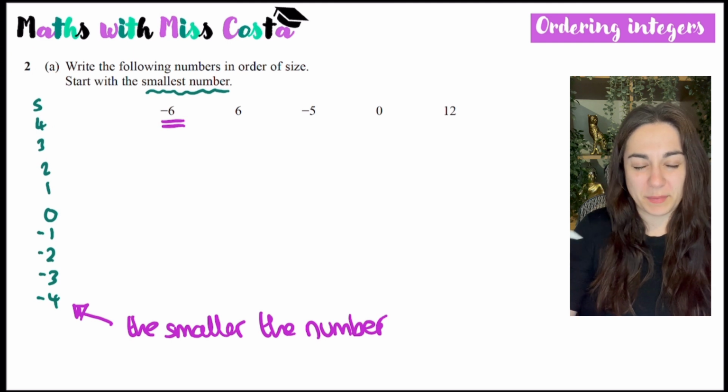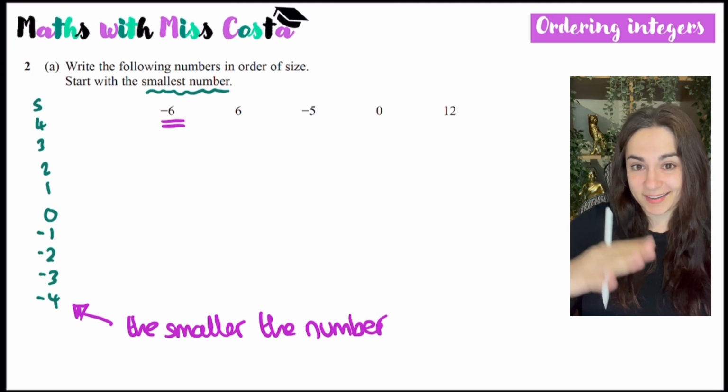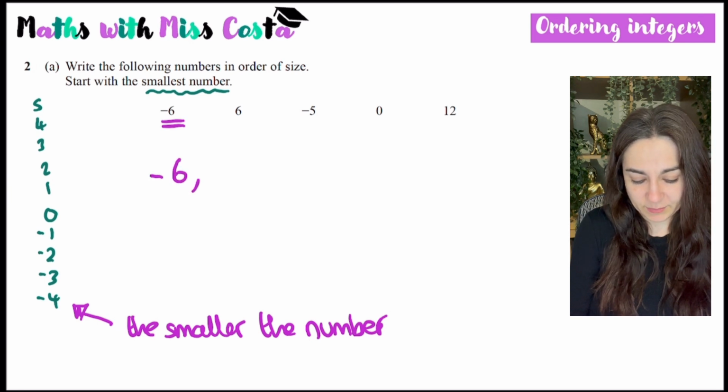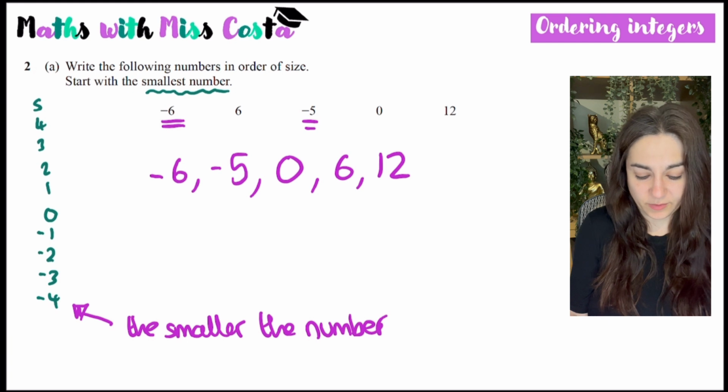It's also helpful to maybe think of it in terms of temperature. The colder it is, the larger the negative number is. So -6 would be my first one, then -5, then I go past 0, and then it would be 6 and 12.